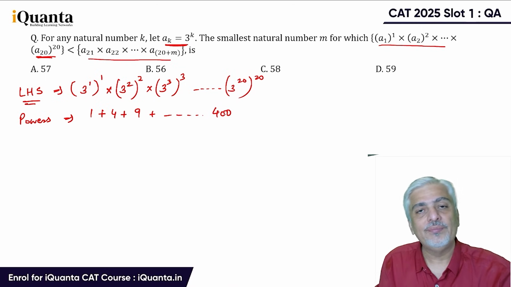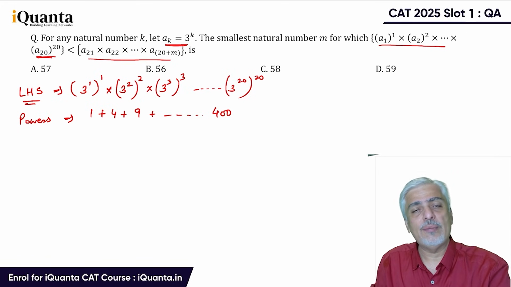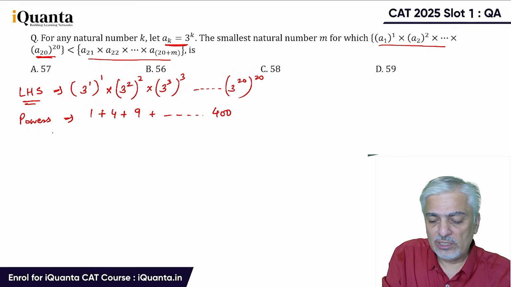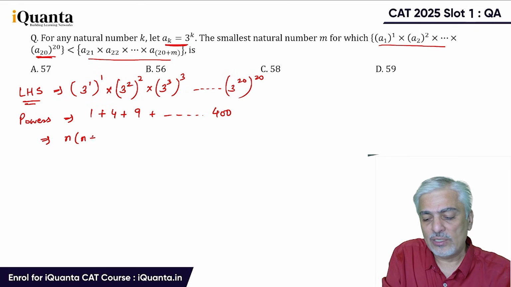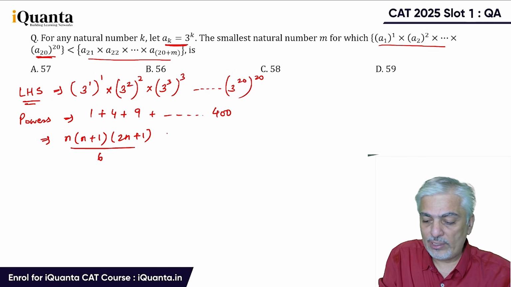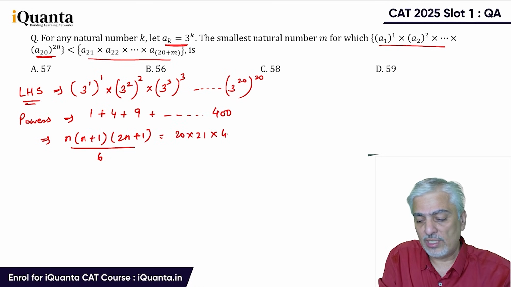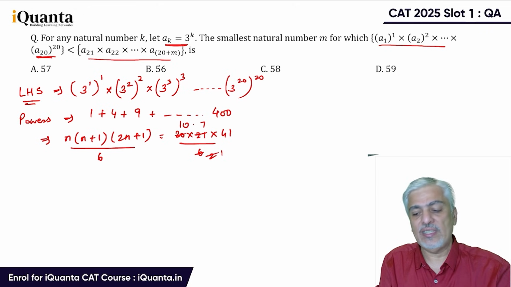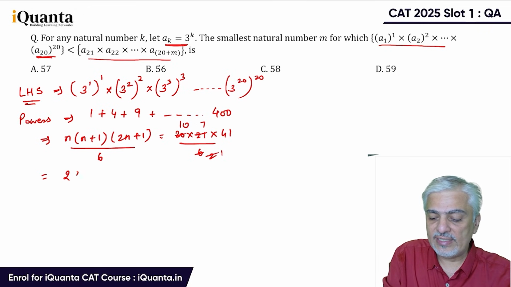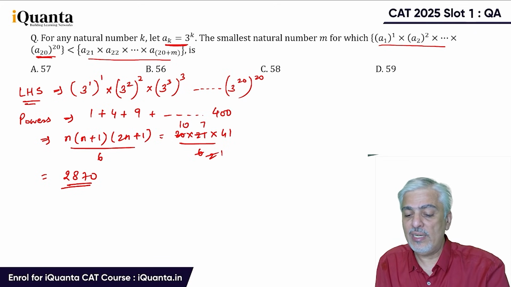up till 400. These are nothing but the sum of the squares of natural numbers, for which we know a formula. 1 square plus 2 square plus 3 square up to 20 square. The formula for that is n into n plus 1 into 2n plus 1 upon 6. If I apply it over here, n is 20, there are 20 terms. So 20 into 21 into 41 upon 6. 3 2s are 6, 3 7s are 21, 2 1s are 2, 2 10s are 20. 41 7s are 287, 287 10s will be 2870. So that is my LHS. My LHS should be 2870 and the right hand side has to be greater than that.